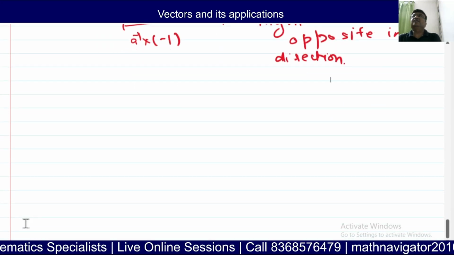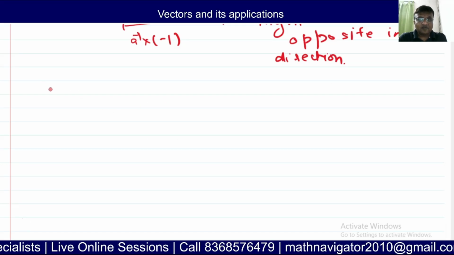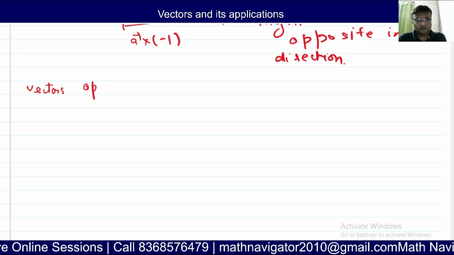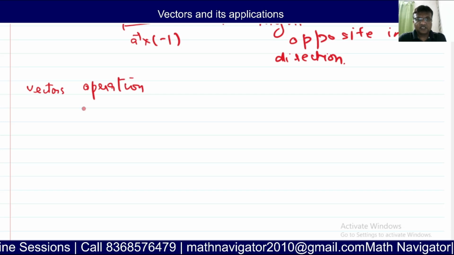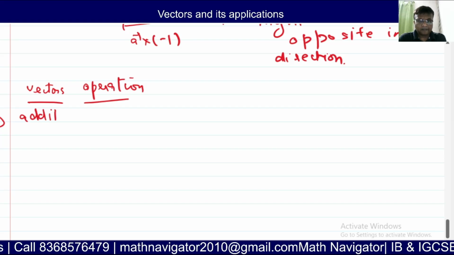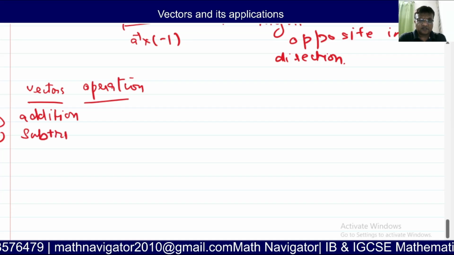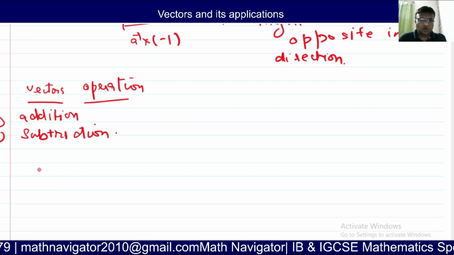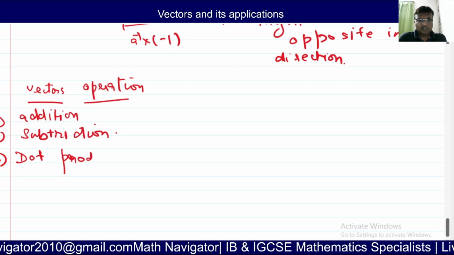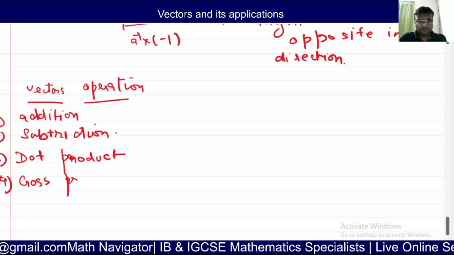Now, since we have mathematical operations like addition, subtraction, multiplication, division, in the same way we have some operations in vectors also, which are addition, subtraction, dot product, and cross product, right?